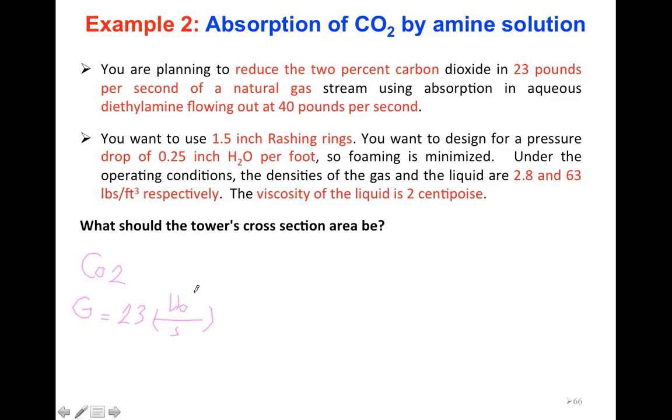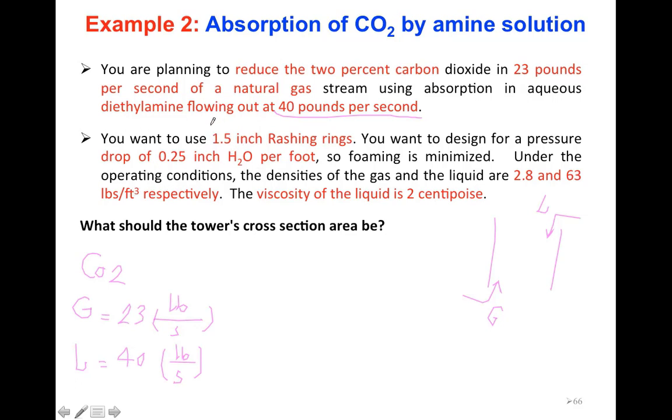Then, using an absorption column, aqueous dimethyl ether is flowing at 40 pounds per second. So we have a column. This is my gas phase and this is my liquid phase. For the gas phase I have 23 pounds per second. For the liquid phase I have 40 pounds per second. 23 for gas, 40 for liquid.